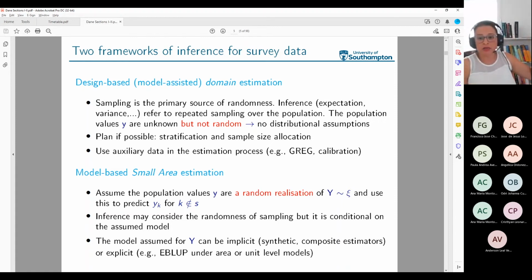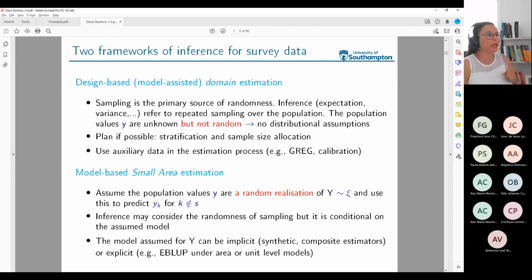Design-based domain estimation is the standard in survey sampling. It assumes the population is fixed, the values of Y are fixed. The only thing that creates all my problems is the fact that I cannot observe them all, but I can only observe a subset of them that I select in a sample. It is still the gold standard in terms of inference from sampling surveys. And for the estimation of domains, it proposes basically two things: plan for domains and use auxiliary information in the estimation stage.